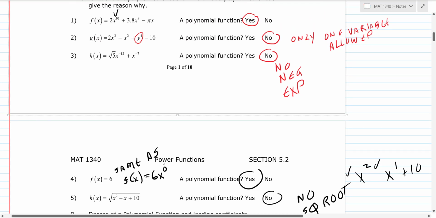It's just you have at least an x with a whole number power. Even if it's like 6, that's 6x to the 0. And then you can have numbers in front of x and then plus and minus. That's it, okay? Keep it simple. Sums and differences of whole number powers of x is what it is.